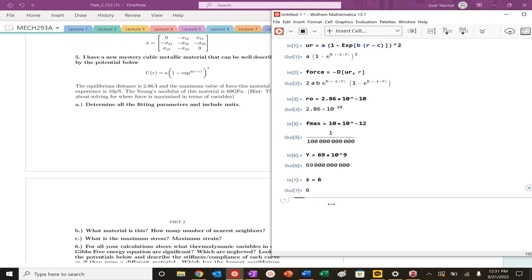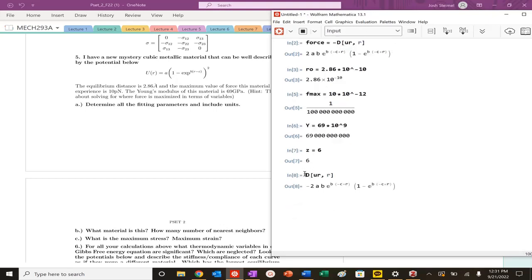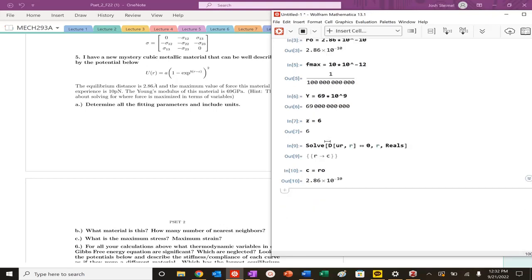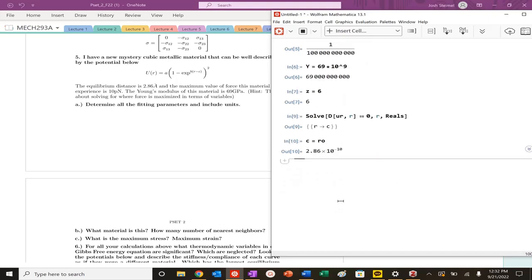So what can we start to solve? Well, we know our equilibrium distance, so let's go ahead and try to solve U(R). We need to solve when this is equal to 0, when our energy is minimized and we've reached our equilibrium distance. Let's solve for the real value. So our equilibrium distance is going to be equal to our C parameter. So C is equal to R naught. So that's down. Excellent.